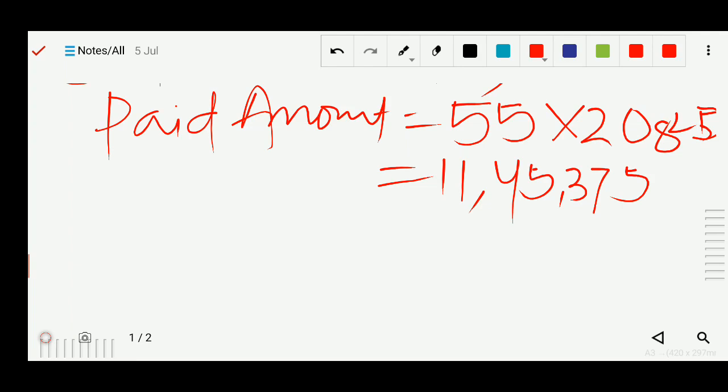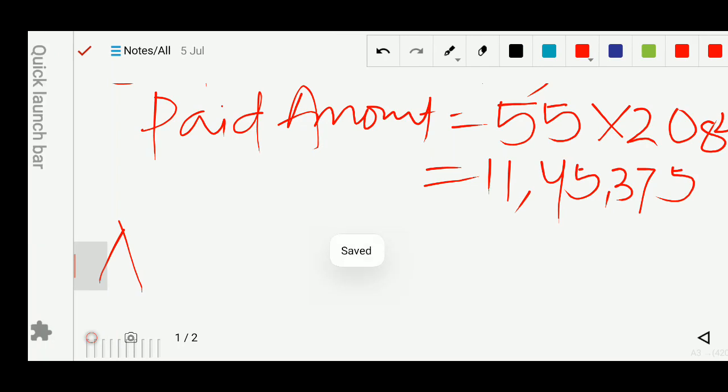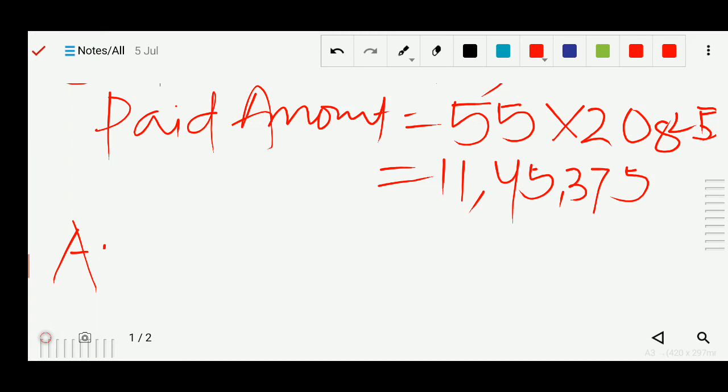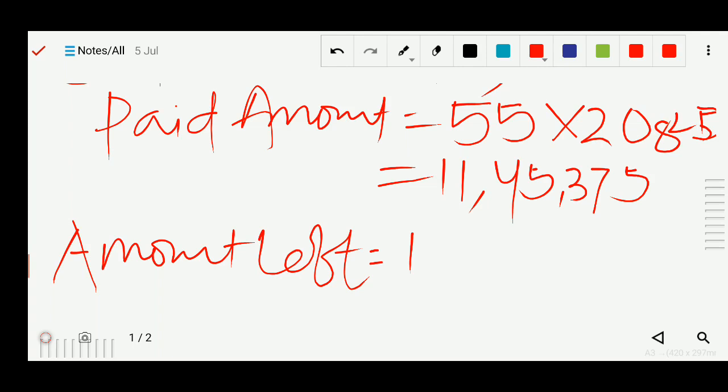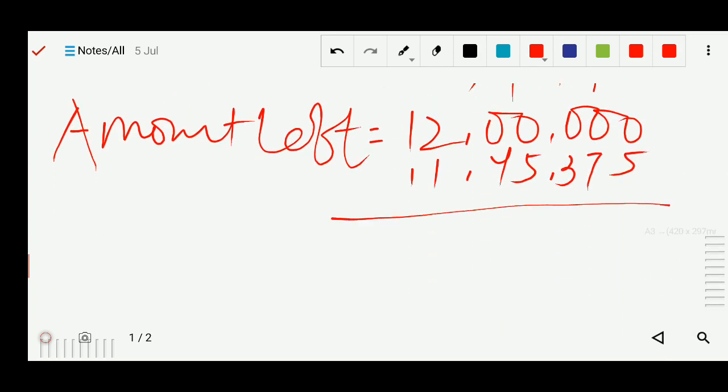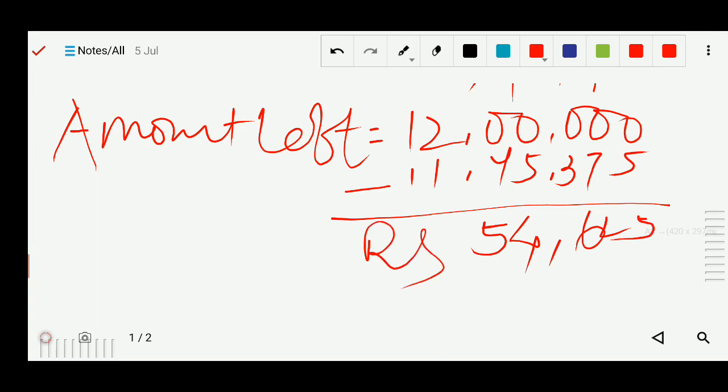Once you multiplied it, it means that man paid 11 lakhs 45,375. So now the total amount left: the amount left will be the total amount with him, which was 12 lakh, minus what he just spent, 11 lakh 45,375. When you subtract these two, you will get 54,625. That is the answer.